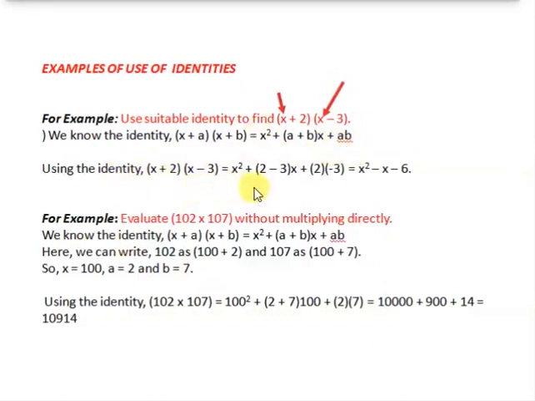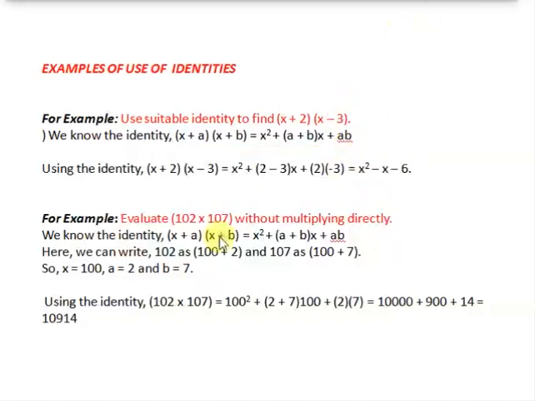If we apply this identity, it will become x square plus (a plus b)x plus ab, where a is 2 and b is minus 3. So (2 minus 3)x plus 2 into minus 3, which further comes out to be x square minus x minus 6. So this is the use of this identity (x plus a) into (x plus b).